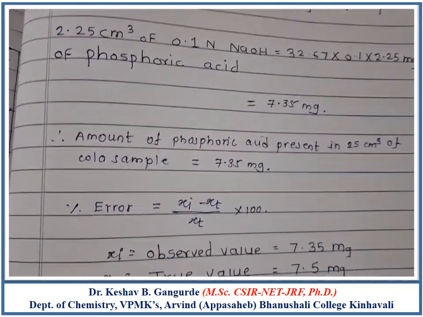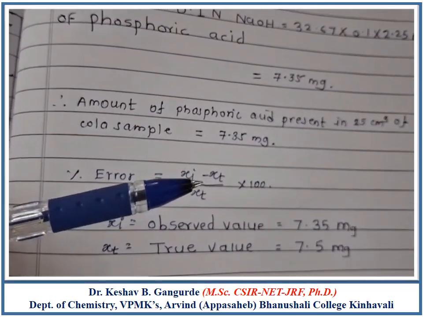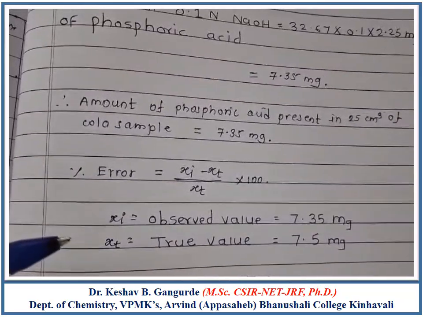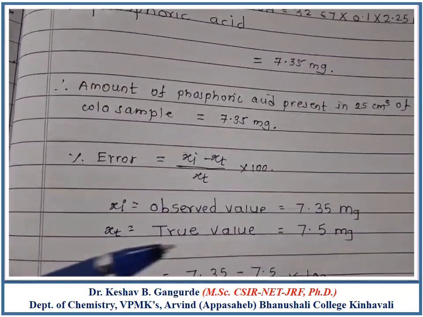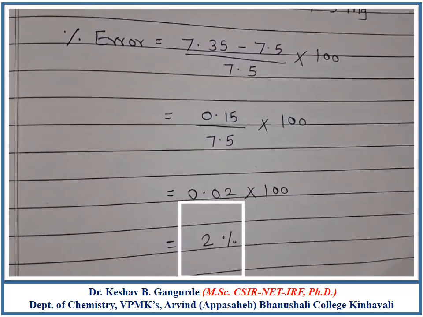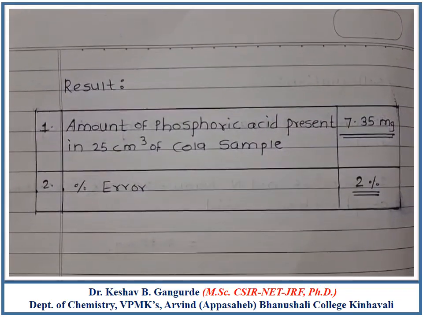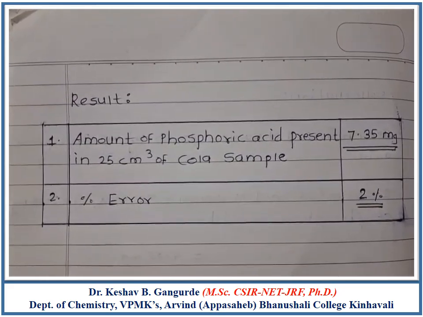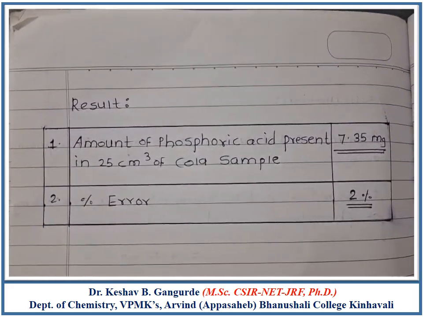Let's calculate the percentage error, which is equal to observed value minus true value upon true value into 100. The true value for the given commercial cola sample is 7.5 milligram. The percentage error here is observed to be 2%. The final results are: the amount of phosphoric acid present in 25 centimeter cube of cola sample is 7.35 milligram and the percentage error is equal to 2%.